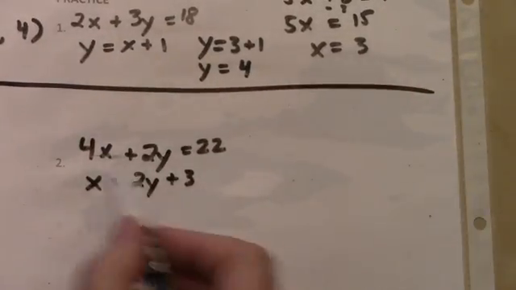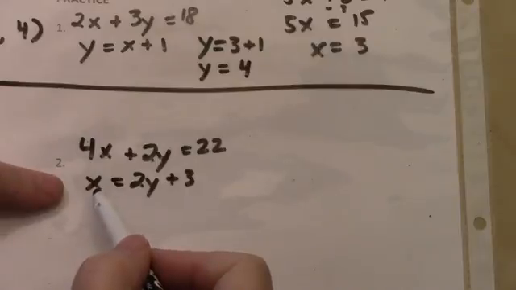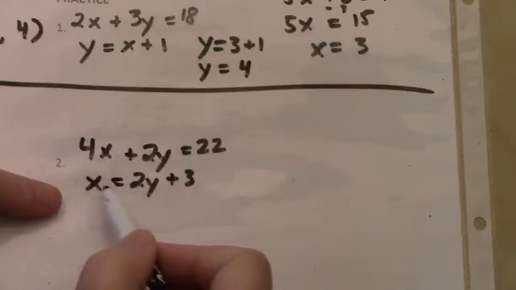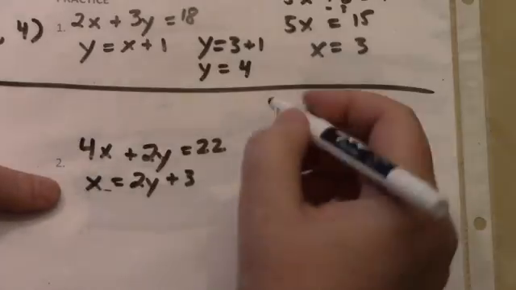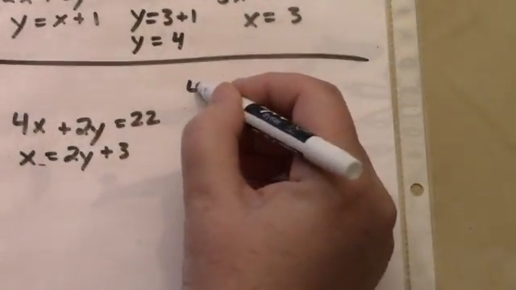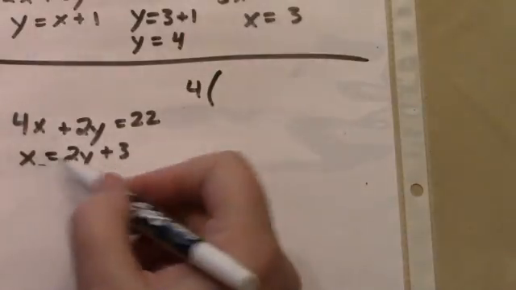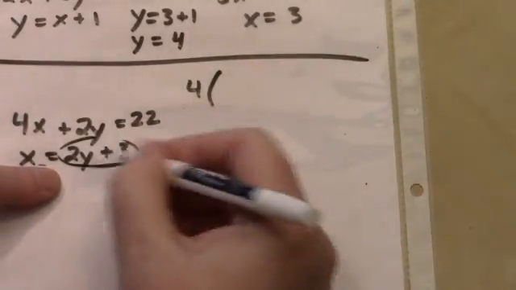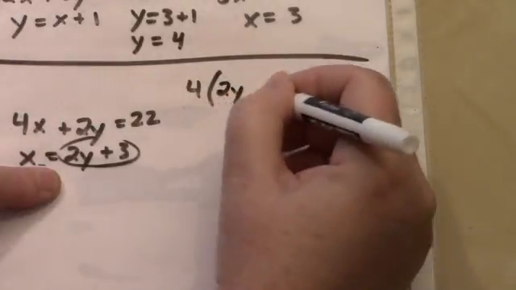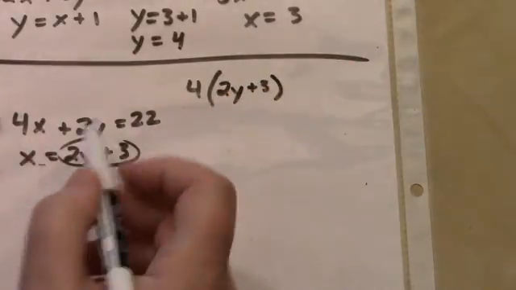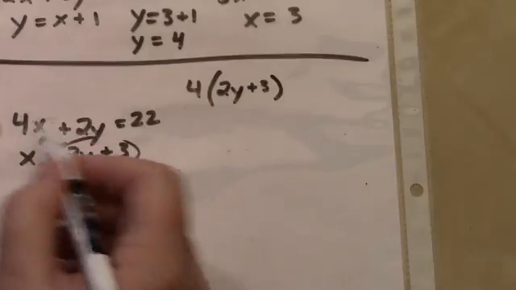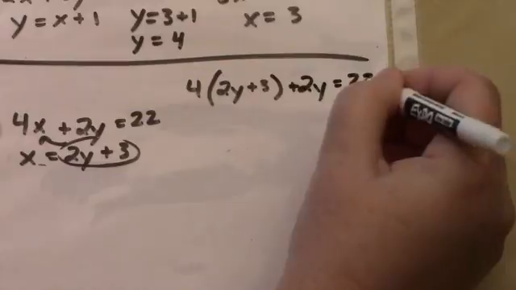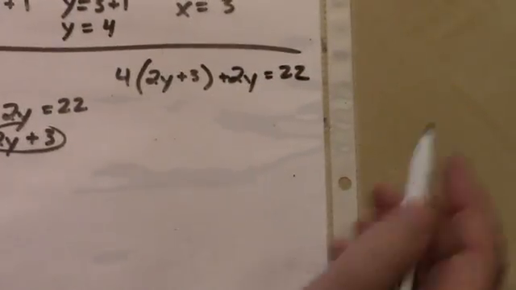Okay. Well, again, this one looks like it's the easiest one. We're going to put this into this equation because this is already set up for us. So instead of 4x, it's going to be 4. And what is x? X is this expression, 2y plus 3. So I'm going to put that in there. Now I'm going to finish my equation. Plus 2y equals 22. And now I'm simply going to solve for this.